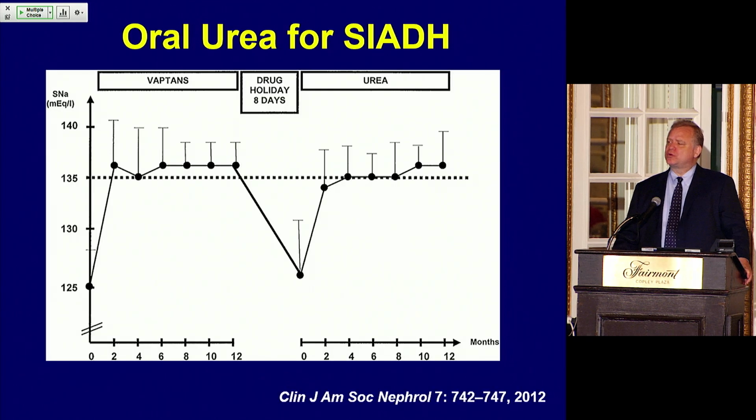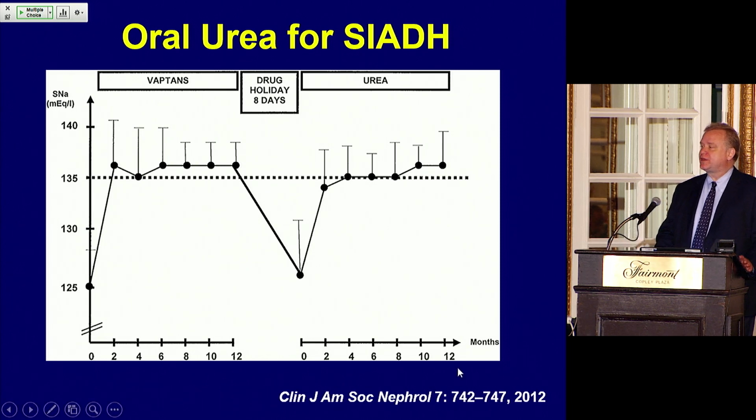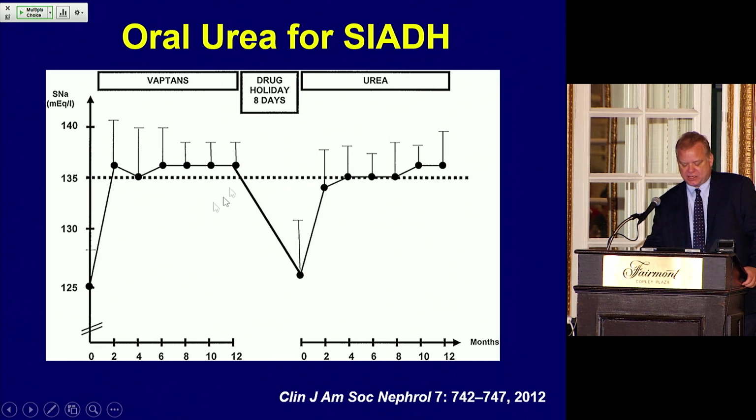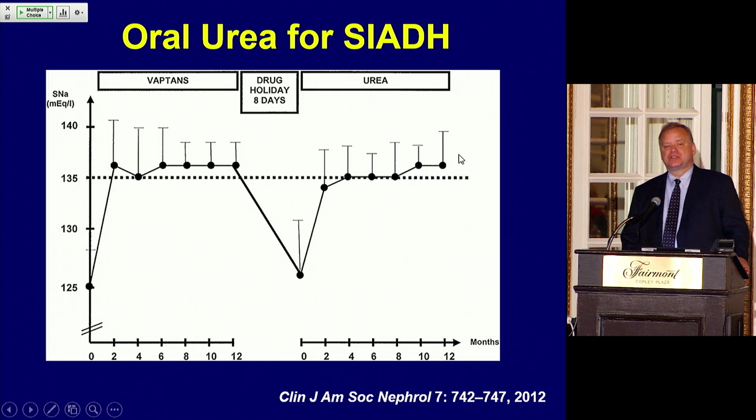In terms of oral urea, this is a great paper by Guy Decaux from several years ago that showed that oral urea is basically as effective as the Vaptans in controlling chronic hyponatremia. So these were patients that were maintained on a Vaptan with correction of their sodium. When they had a drug holiday, sodium came down. When they put them back on urea, sodium came back up. So it really does work.